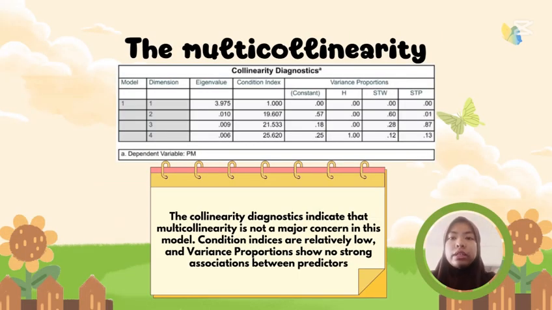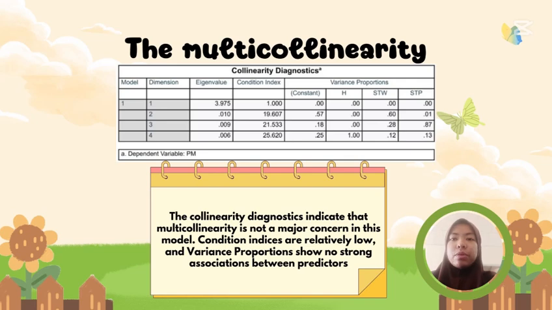Collinearity. The collinearity diagnostic table provides information to assess the severity of multicollinearity in our model. We will focus on two key metrics: condition indices and variance proportions. Condition indices are a measure of the severity of collinearity. A high condition index, generally above 30, indicates potential collinearity problems. In our case, the highest condition index is 25.620, which is below this threshold, suggesting that multicollinearity is not a major concern.